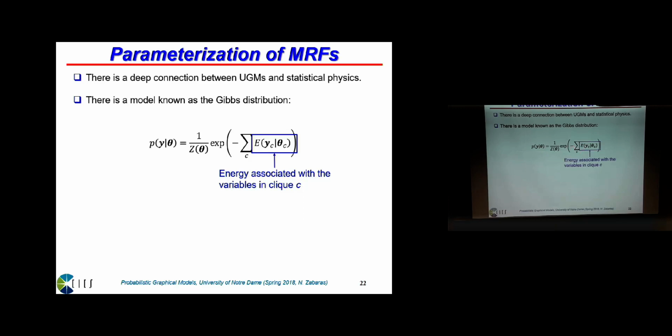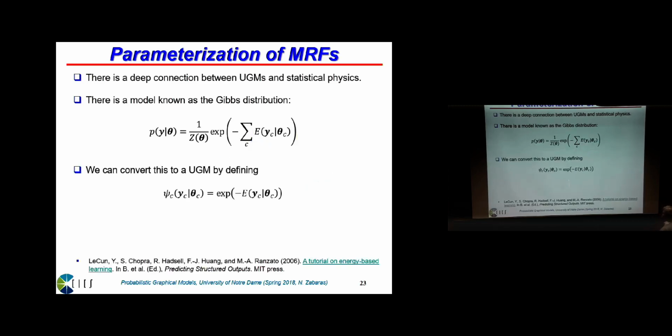Here, basically, each of the potentials is written in what form? E to the minus E, where E is an energy defined over that particular clique, and because of the product, you get a Gibbs distribution where the energy of the system is the sum of the energies over maximal cliques. Okay, so this is the potential defined over each clique.